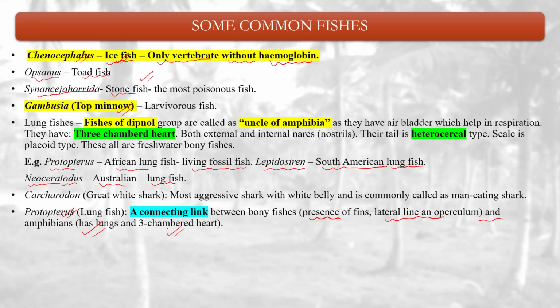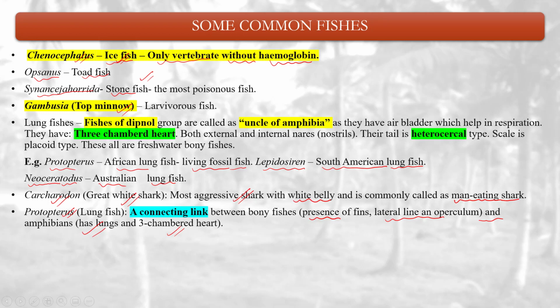Chimaera is considered a connecting link between Chondrichthyes and Osteichthyes. Understood? Carcharodon, the great white shark, is the most aggressive shark with a white belly, and is commonly known as the man-eating shark.